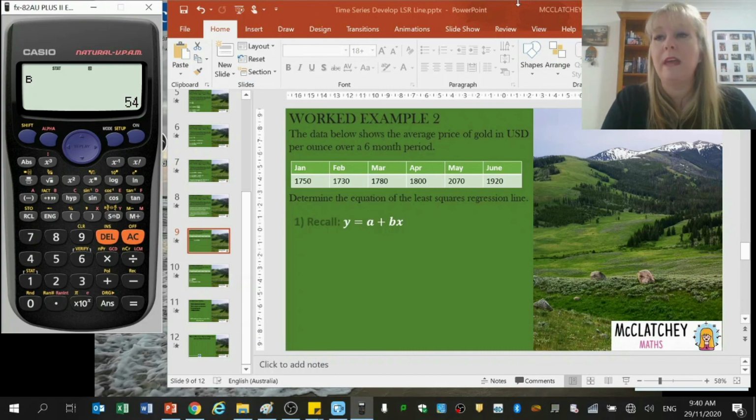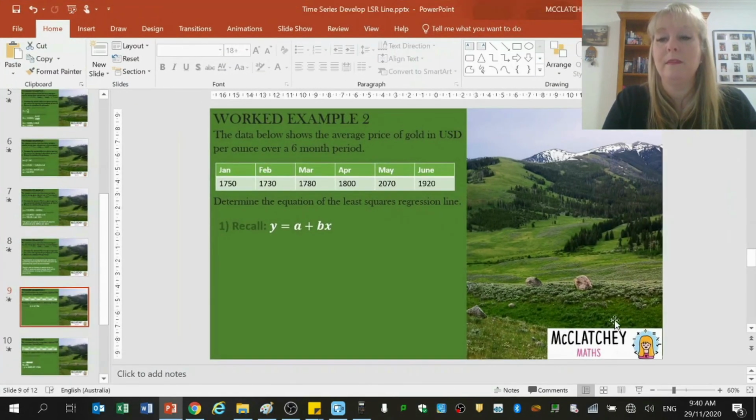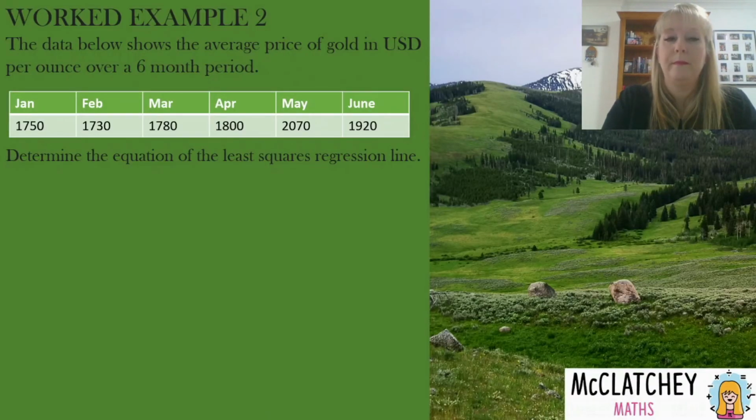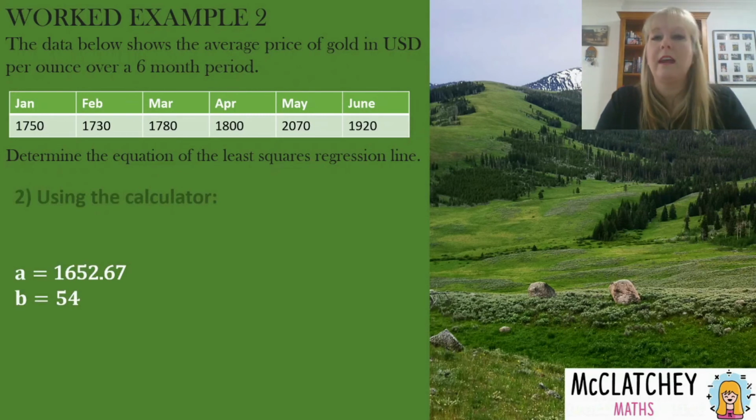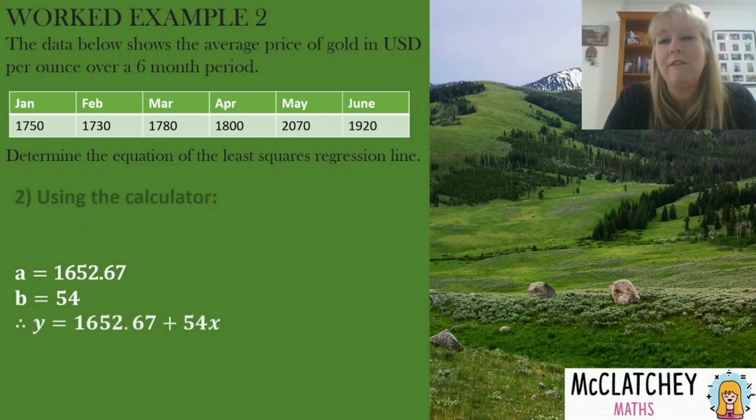So let's now put that all into an equation together. Come back over here. Using our calculator, we've got that information. Therefore, our equation for our line is y equals 1,652.67, which I've rounded off, plus 54x.